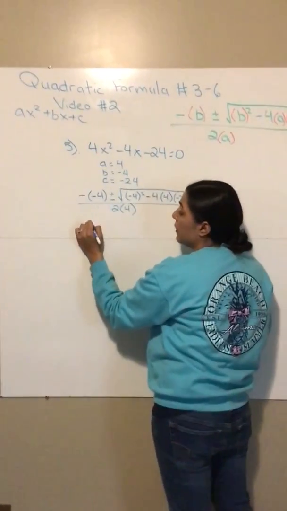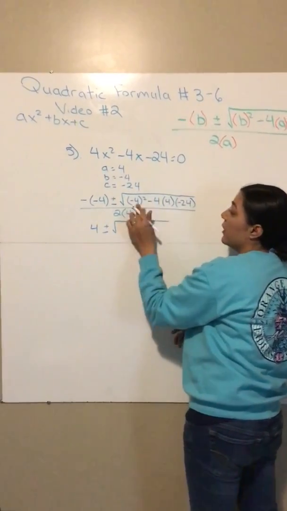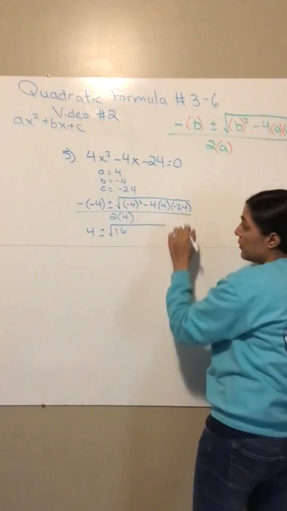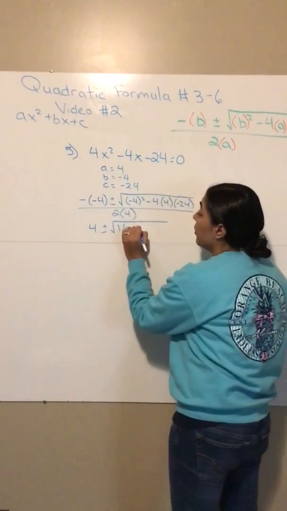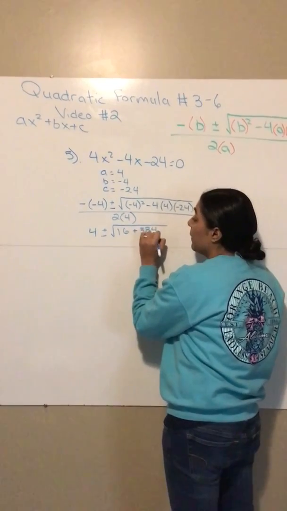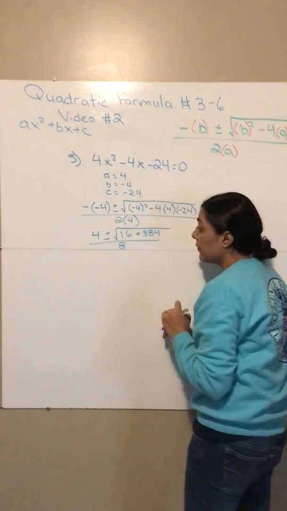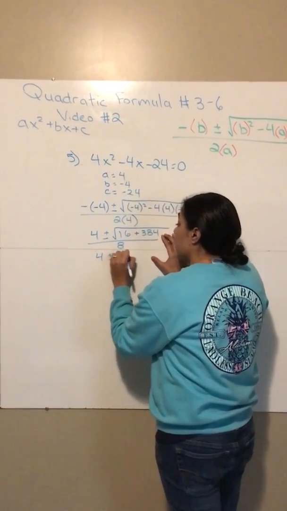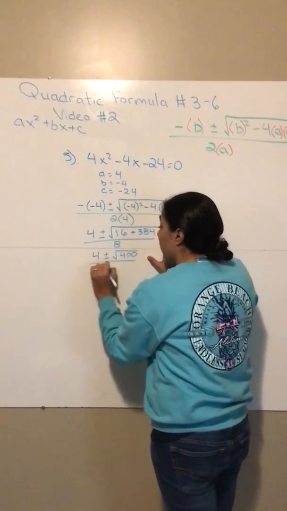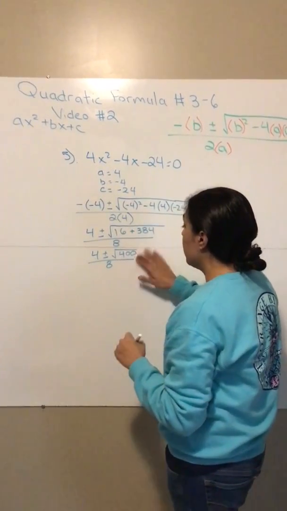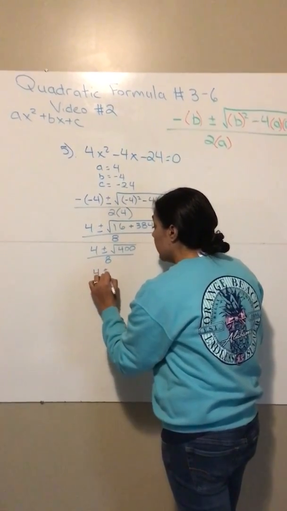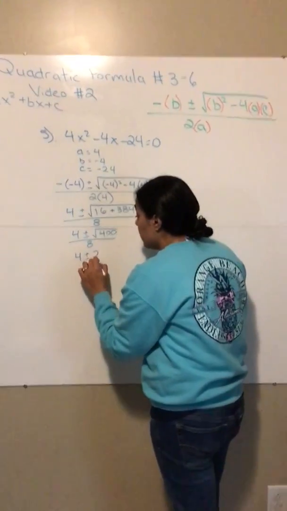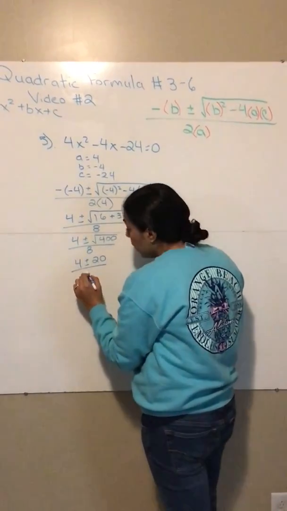Okay, so a negative negative is going to give us a positive 4, plus or minus. Negative 4 squared is going to be 16. And negative 4 times 24 is going to give you positive 384, all over 8. Okay, and we can combine the inside. So you got 4 plus or minus the square root of 400 over 8. Okay, and we say, well, what's the square root of 400? It's 4 plus or minus. Okay, and once you take that square root, you're going to be done with it, and it's going to be 20. 20. You hear me?